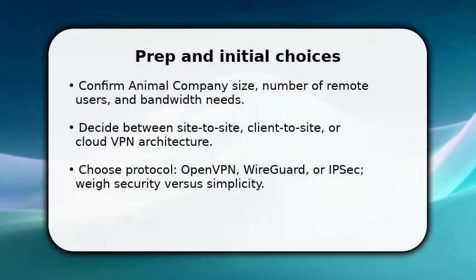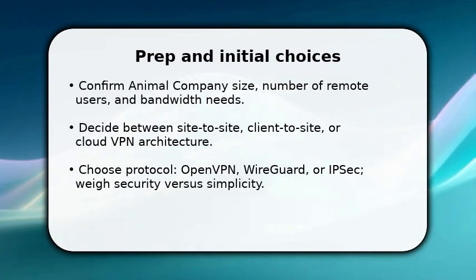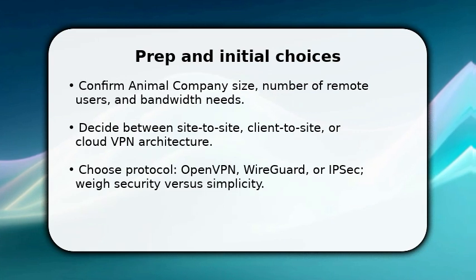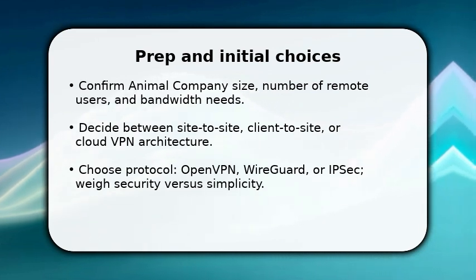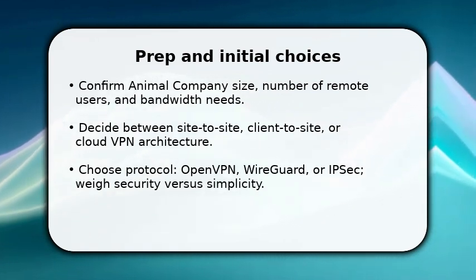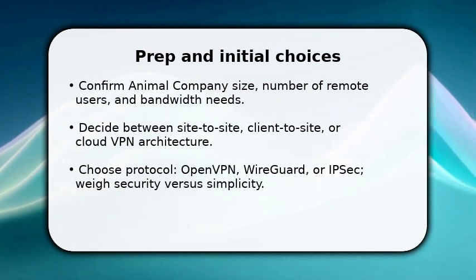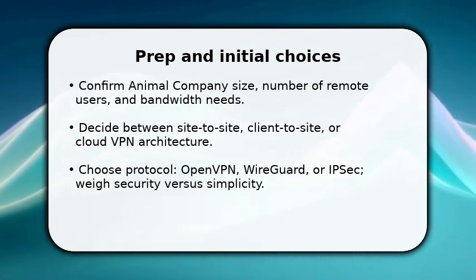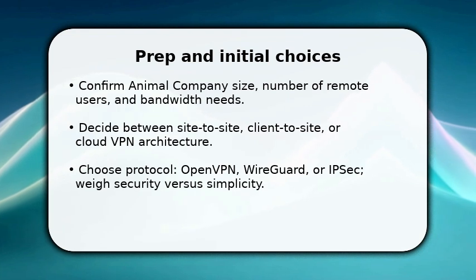You start by mapping requirements. List how many users, which sites, and peak bandwidth needs because that shapes architecture. Next, decide whether you need site-to-site tunnels between offices or client-to-site access for remote staff, and consider cloud-managed VPNs if you want less on-prem maintenance.